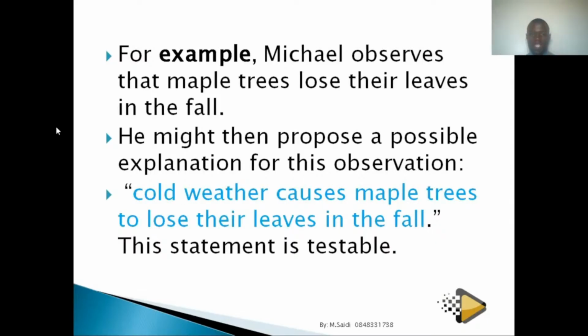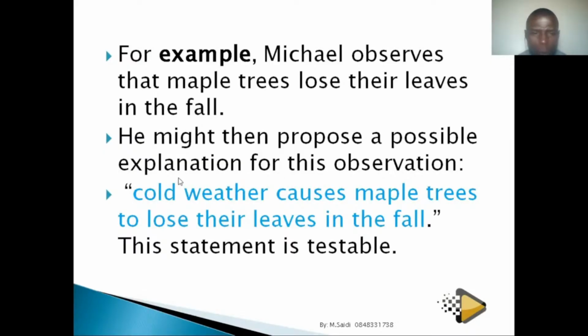So if you can test it, then it becomes a hypothesis. This statement could be false. It could be something else which causes these leaves to fall. It may not be the cold weather. So that's why you say that it could be true or it could be false. It could be something else totally different.